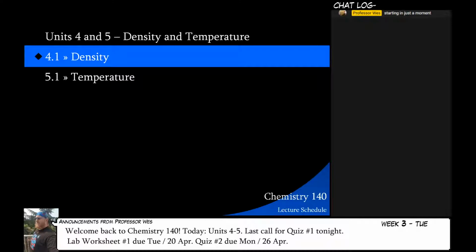I do want to talk about density. That's what we're going to start with. I'm going to show you a few videos, and we're going to do a bunch of calculations so that you can just play around with it. The lab that you're going to be doing for week 4 is all about density, so we'll talk a little bit about that too.